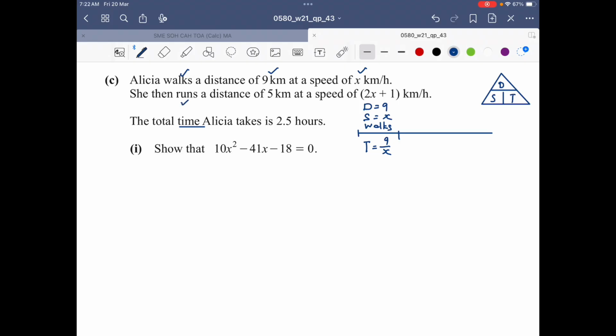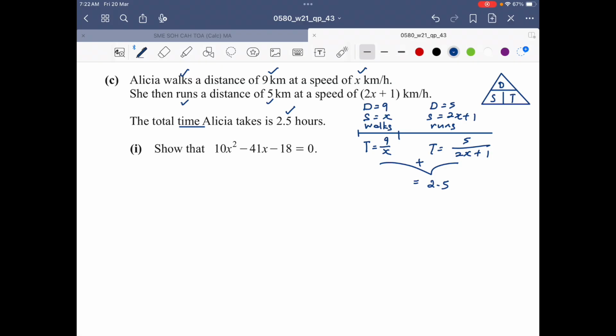And we look at the second part where she runs. Distance of 5, speed of 2x plus 1. To find the time, distance over speed. And we can combine this together by adding it up, and we know that the total time spent is 2.5 hours. Here is how we capture the information and form an equation.